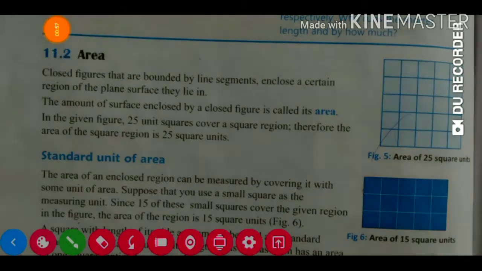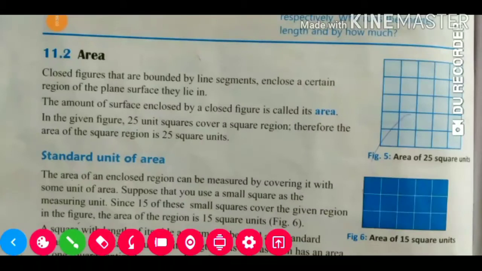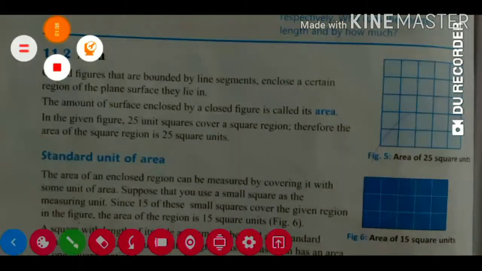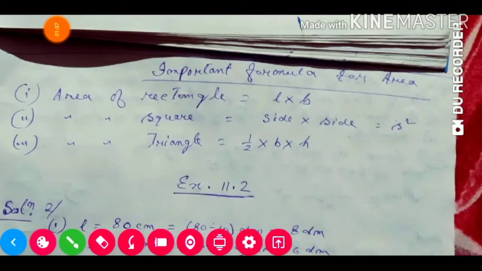Before we start 11.2, a few important formulas about your chapter only, related to your chapter, I am giving you now. Number 1, area of rectangle. Area of rectangle is L into B, so L is length and B is breadth or width. Area of square is side into side, that means side square.